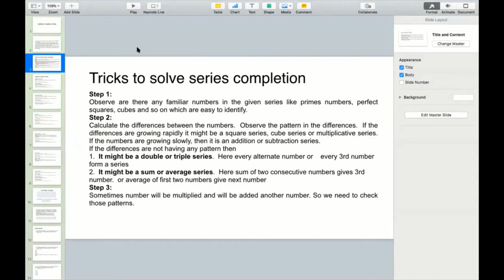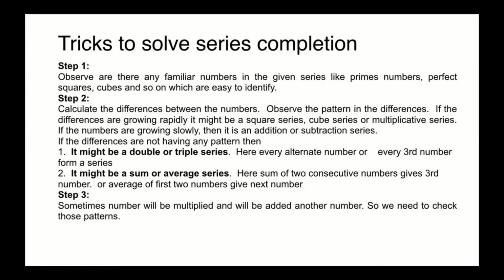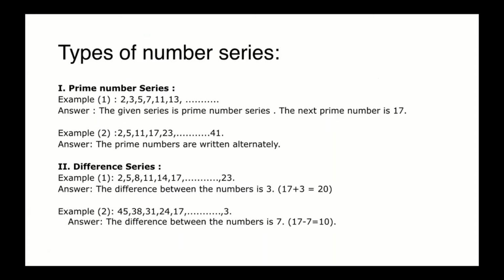Okay, so step 2 says it might be a sum or average series where the sum of first 2 terms will give you the third term and so on. And sometimes numbers will be multiplied and will be added to another number. So we'll check all those patterns. Okay. So we will look into some of the series.